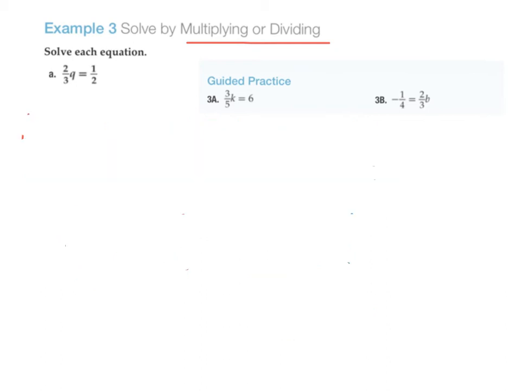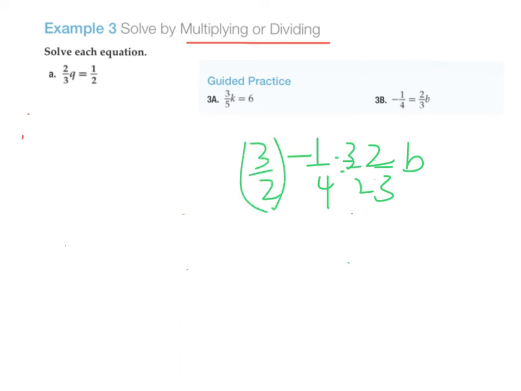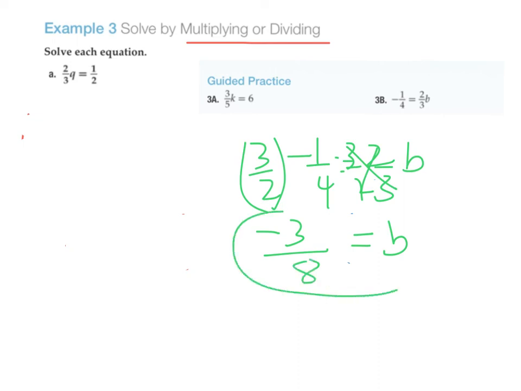So if we look at our next problem, a negative 1/4 equals 2/3 B. The number on the side of the B has a fraction or a multiplication and a division. So we will then flip and multiply by 3/2 on both sides of the equal sign. These cancel to give me B. And I multiply 3 times a negative 1, which is a negative 3, 2 times 4, which is 8, and that can't be reduced, so there's my answer.